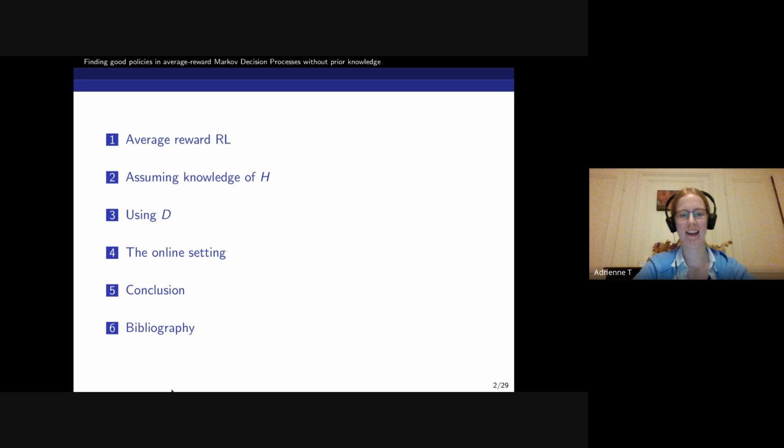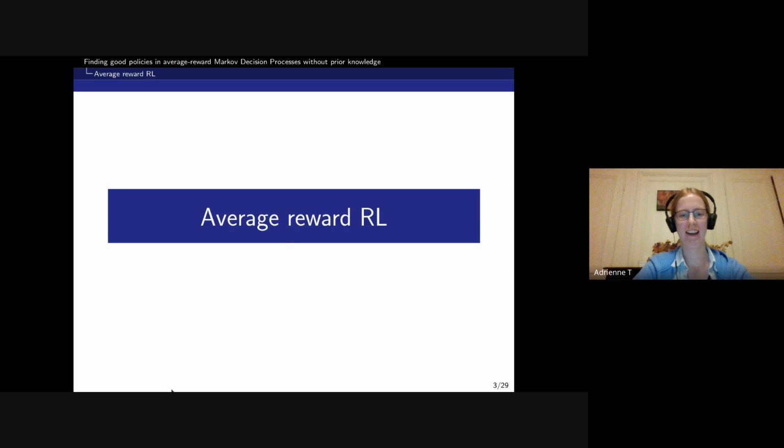So first, of course, we'll introduce a few of the things that we'll be studying here. And then we'll look at various measures of complexity for this problem, and we'll be comparing them in various settings before, of course, suggesting solutions to all the problems we'll be encountering. So first of all, average reward reinforcement learning. What exactly is it, and why do we care about it?